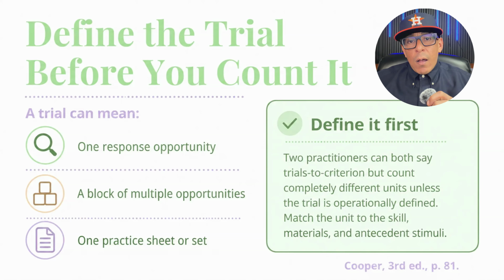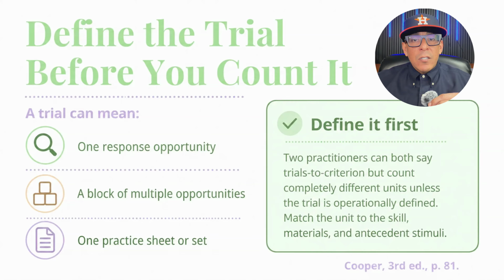For example, a trial for discriminating between short and long vowel sounds of the letter O could be a block of 10 consecutive opportunities to respond. In that example, each opportunity presents a different word containing the letter O with short vowel and long vowel examples presented in random order. The trials to criterion data could be reported as the number of 10-trial blocks required for the learner to pronounce the O sound correctly in all words.